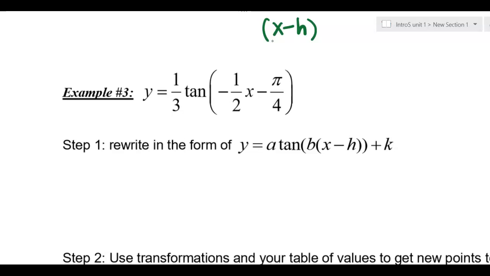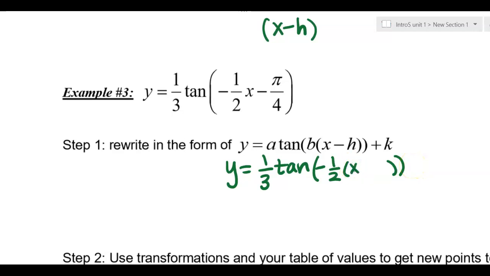So we need to separate the negative 1/2 from what's left in this quantity so it looks the way that we've studied it, and then we actually know what it does. So the 1/3 is here. I know the b value is negative 1/2, and then there's no k value. So the question is, what ends up in there when I take this out?